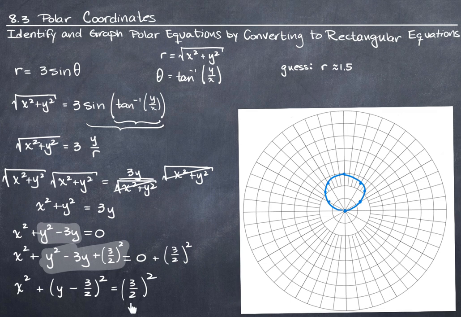The radius of the circle should be 3/2, right? r squared, r is 3/2, and that's 1.5. So it looks like my guess was right on. It's also been shifted from having a center at (0, 0) to a center at (0, 3/2), which is right there.